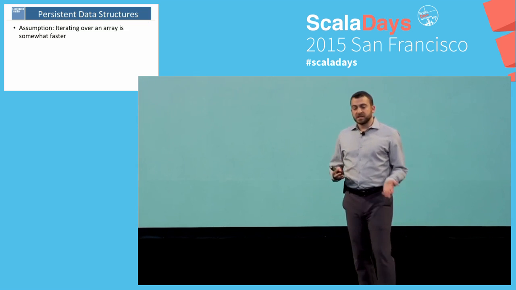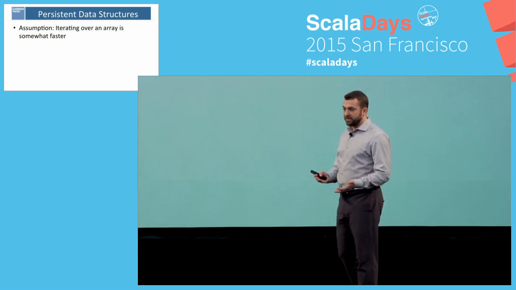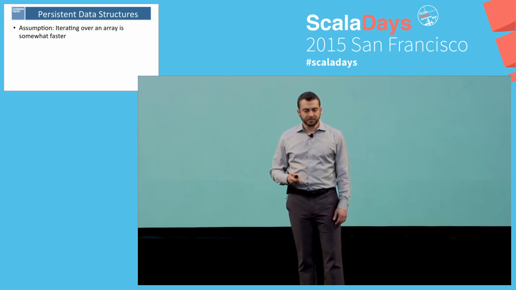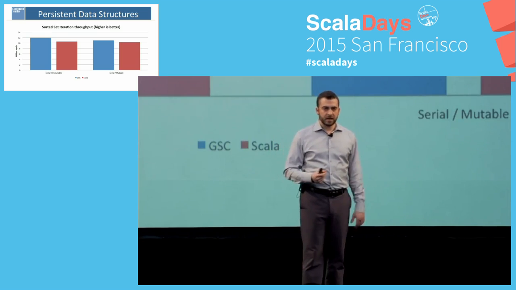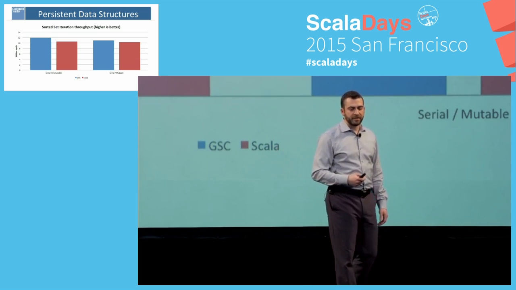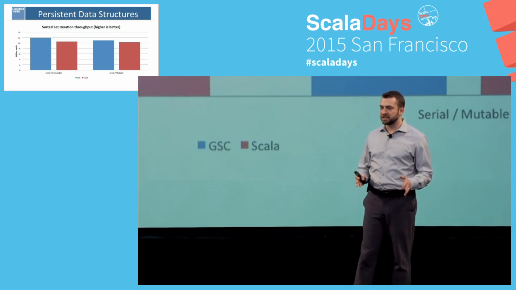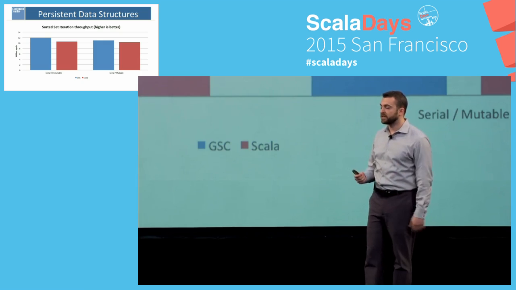My assumption about this test is that iterating over the array should be somewhat faster due to cache locality. And in this case, it was true. Iterating through the array was slightly faster. But again, I'm looking for big differences, and at least in serial, there were no big differences.